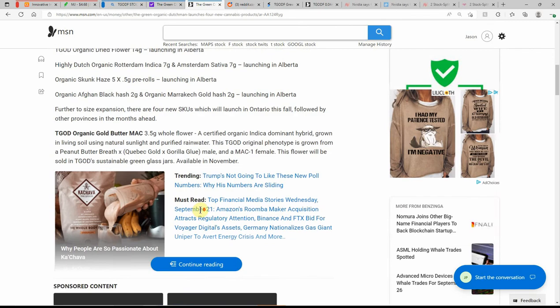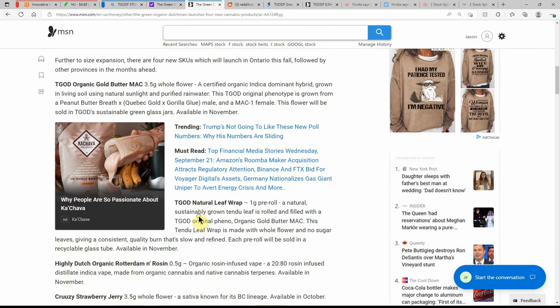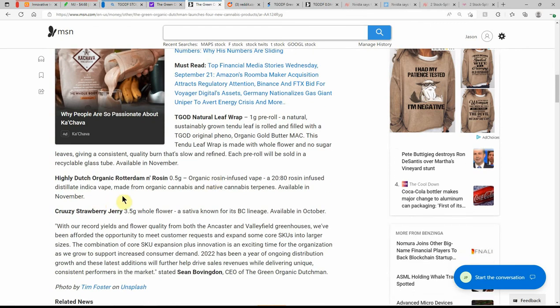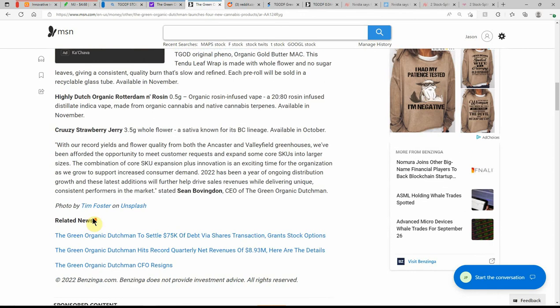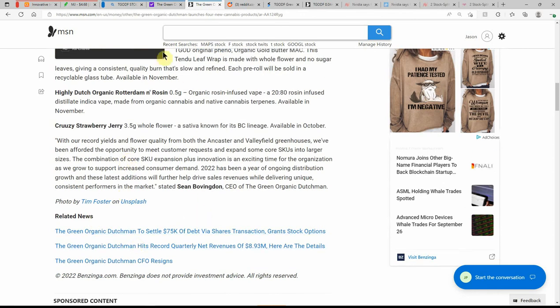Peanut butter breath, that name just kind of kills me, that's kind of funny. Here it kind of goes into the natural leaf wrap, Rotterdam and Rosin, Strawberry Jerry. Always new flavors coming out.